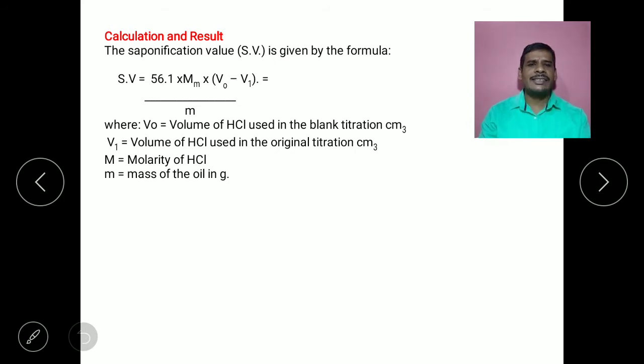If a very low saponification value is observed, we can say that the oil or fat's fatty acids have a higher number of carbon atoms. In this way, the saponification value is very important for measuring the average molecular weight, and for determining the analytical data of that particular oil or fat.